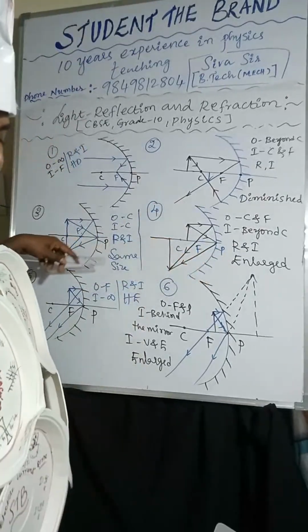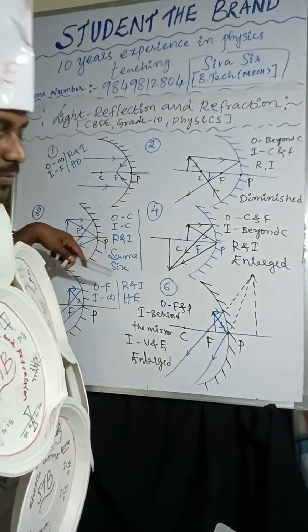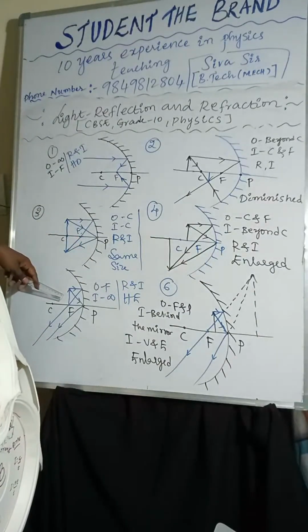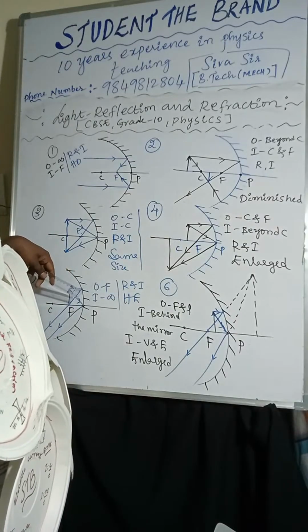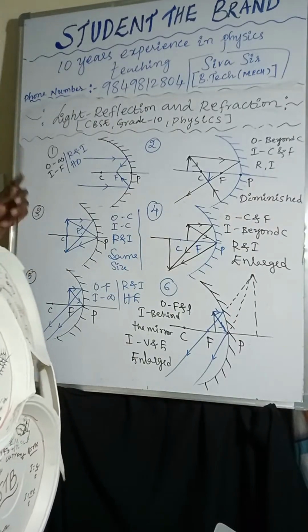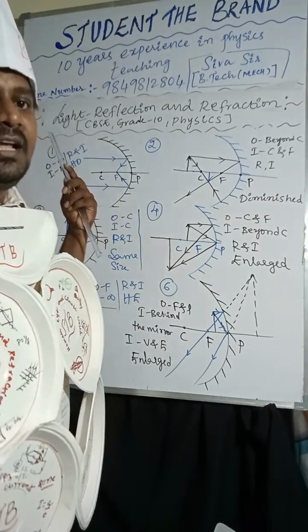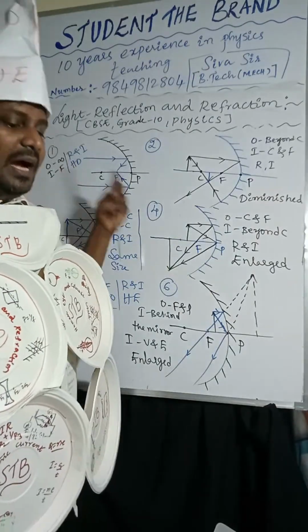And coming to the next one. Here the object is placed at focus, the image will form at infinity. The nature of the image is real and inverted, highly enlarged.